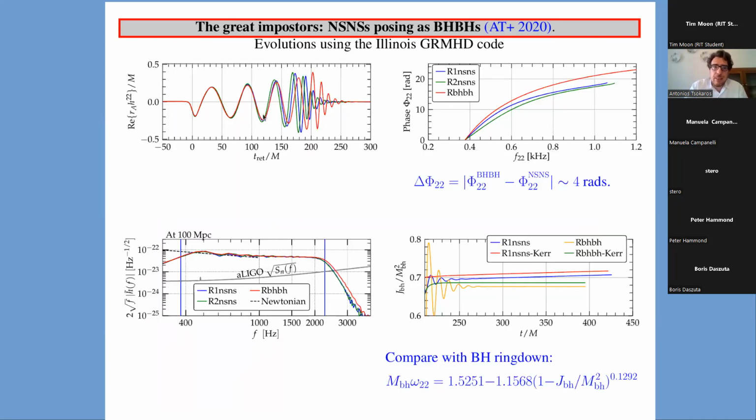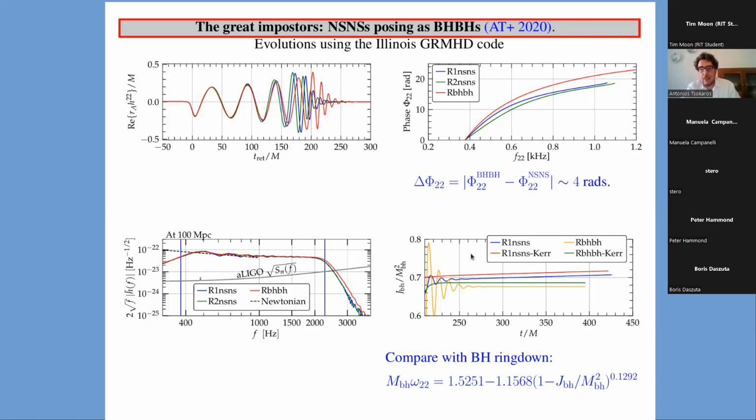Now, the gravitational wave signal is given here on the top left. Blue and green are 2 different resolutions, and the red one is the corresponding binary black hole with the same mass. On the right, you can see the maximum phase difference between the 2 binaries, the binary neutron star and the binary black hole, and maximally this phase difference can reach 4 or 5 radians, which are in principle distinguishable by LIGO.